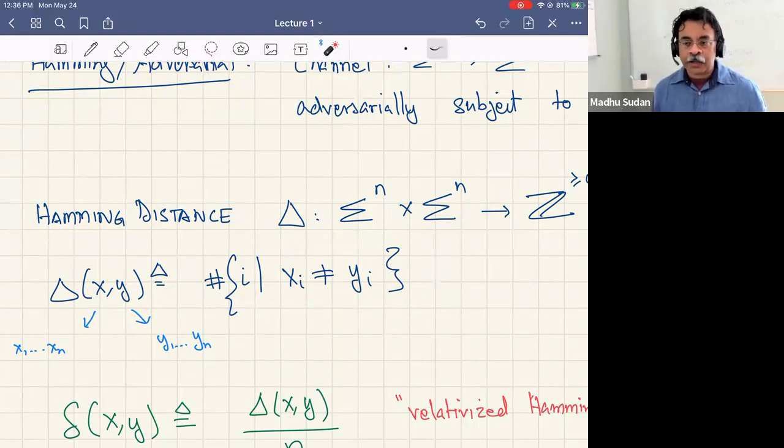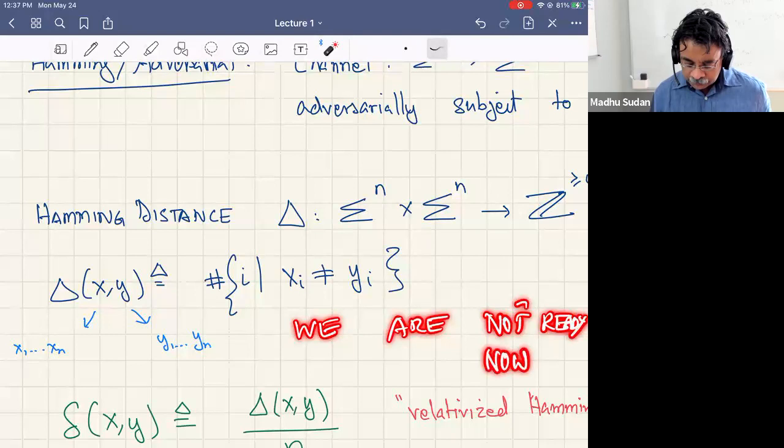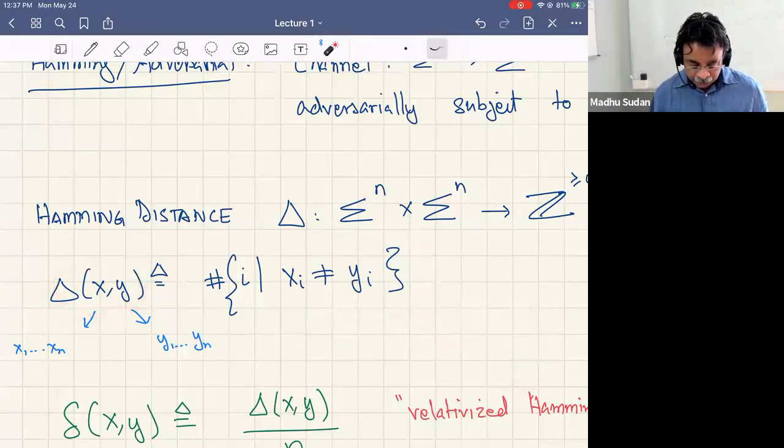How much do they change by is not important to us. Just, is it the same coordinate or is it not? So if we are sending English letters, we are not ready, and we get the symbol sequence "now over here," then that was one letter. That's delta of xy is 1, capital delta.